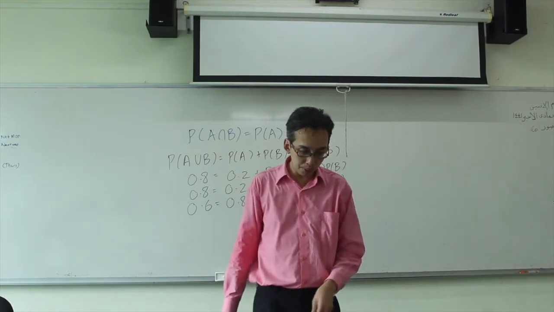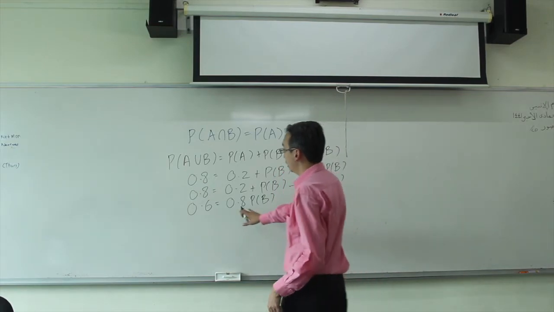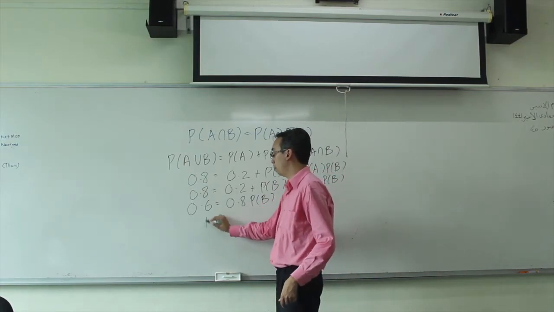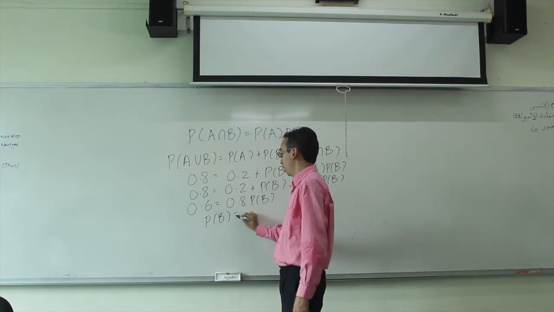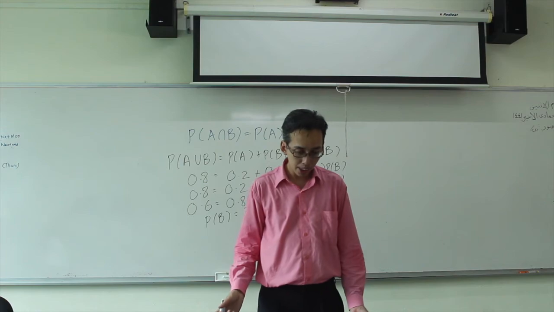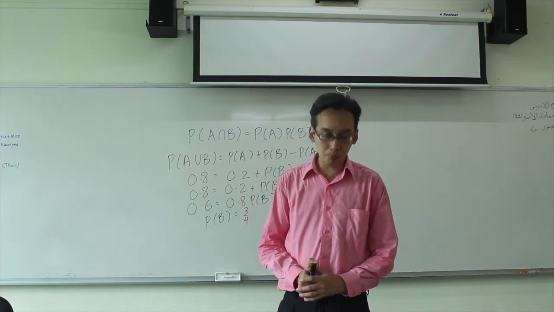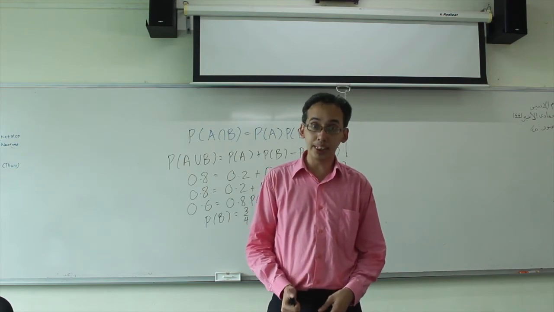So how do we find probability B? We just have to divide by this 0.8 over here. So probability B, when you divide it, will be 0.75. Okay, that is how we attempt example 17.10.